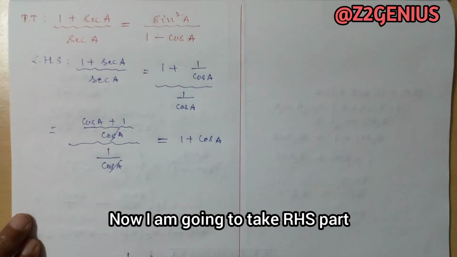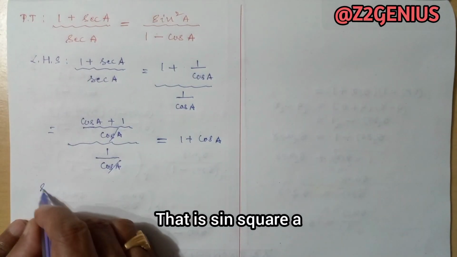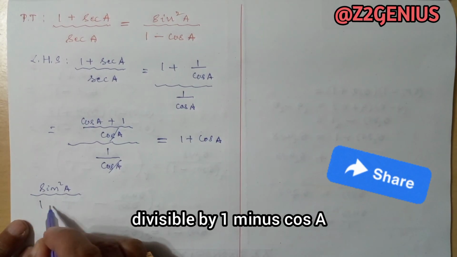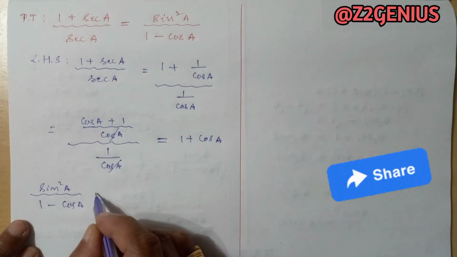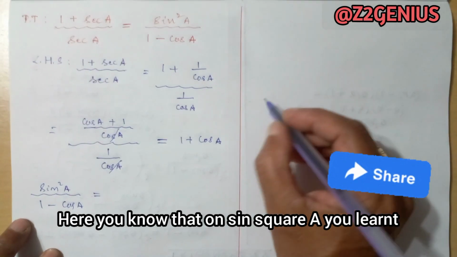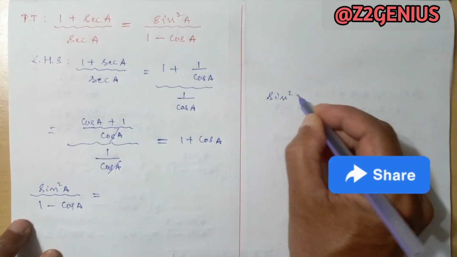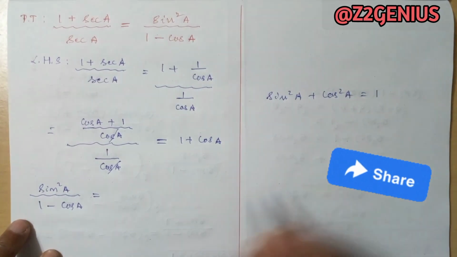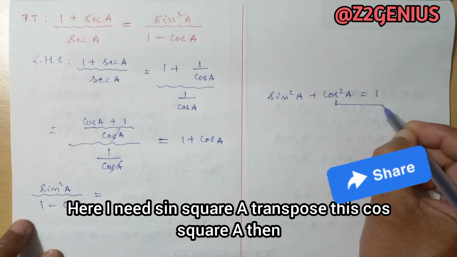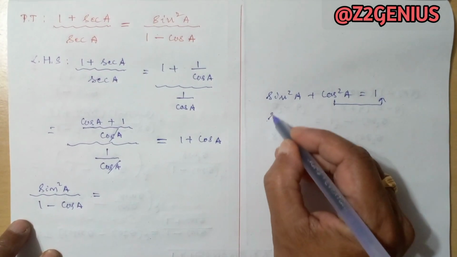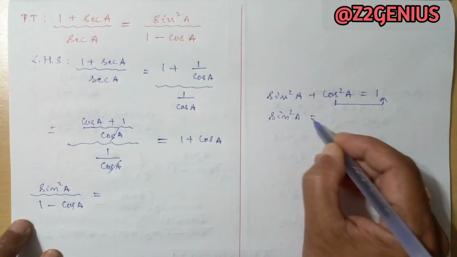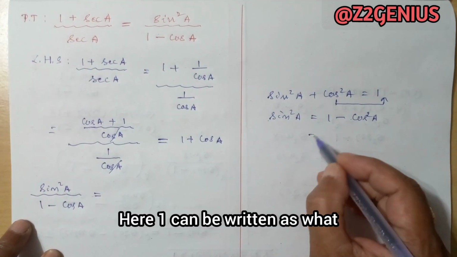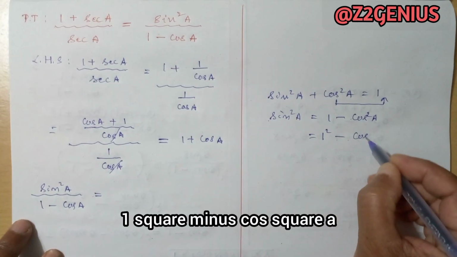Now I am going to take the RHS part, that is sin square A divided by 1 minus cos A. You know the formula you learned: sin square A plus cos square A is equal to 1. Here I need sin square A, so transposing cos square A, it becomes minus: sin square A is equivalent to 1 minus cos square A. Here 1 can be written as 1 square minus cos square A.